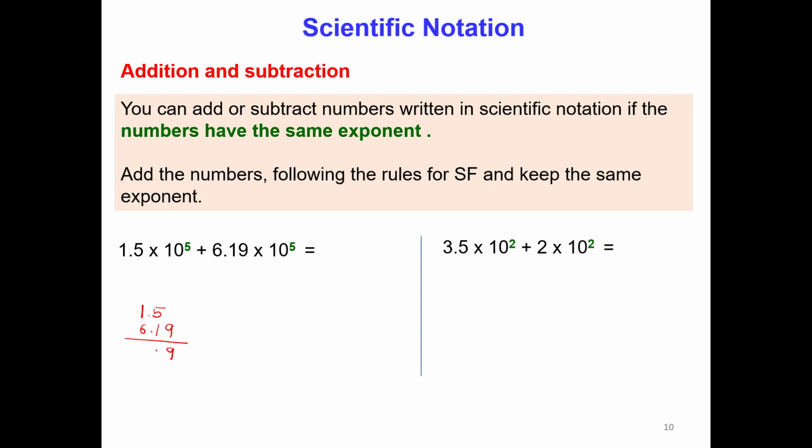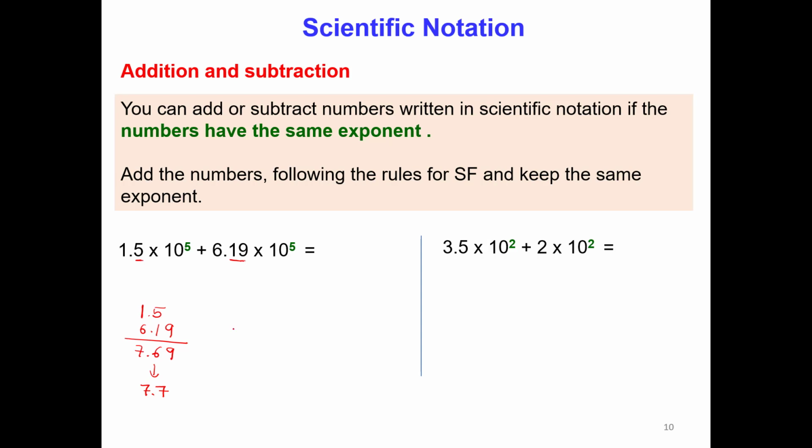We need to add the numbers, and we need to keep the exponent. But something we need to pay attention to is the rule of significant digits. Because we are adding, we need to pay attention to the decimal places. We had 1 decimal place, we had 2 decimal places. The answer must have 1 decimal place. And in this case, the correct number will be 7.7. We need to round to 1 decimal place.